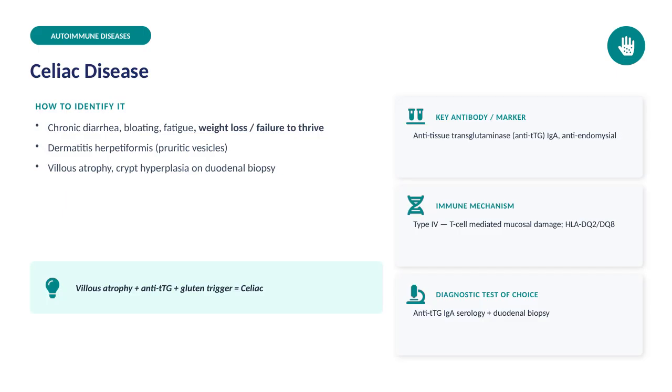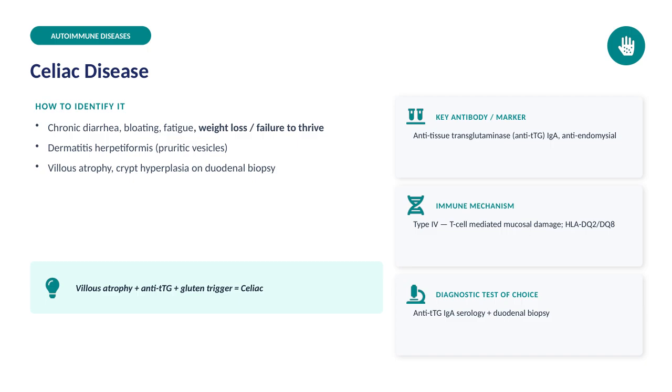Celiac disease often presents with chronic digestive symptoms like diarrhea, bloating, fatigue, and weight loss or failure to thrive. A distinctive skin finding called dermatitis herpetiformis shows up as itchy, blistering vesicles and is a helpful clue. A biopsy of the duodenum typically reveals villus atrophy and crypt hyperplasia, which are key histological signs. When you combine the biopsy findings with the presence of anti-tissue transglutaminase IgA antibodies and clinical symptoms that worsen with gluten intake, the diagnosis points strongly to celiac disease.